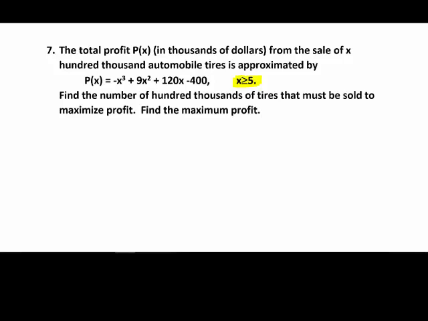Okay? Because we're not looking at a closed interval, which means we aren't guaranteed a closed piece. So we're going to actually have to do this to see that idea. So I'm going to start off again, find my derivative of my profit function, negative 3x squared plus 18x plus 120. Find my critical numbers. So I'm going to go ahead and factor out the negative 3.